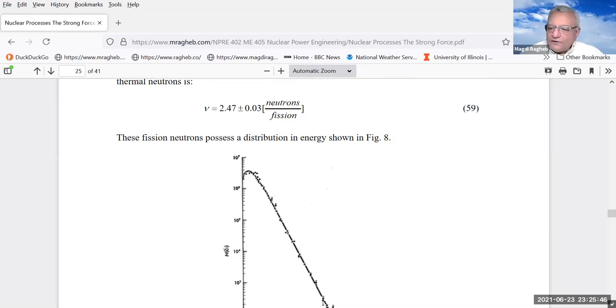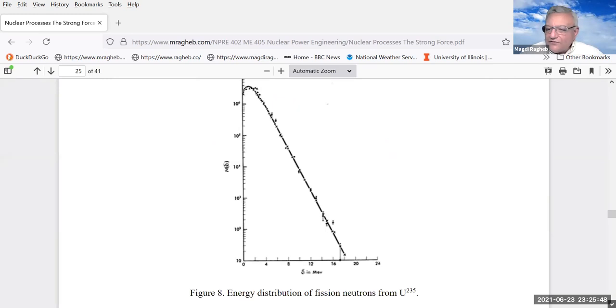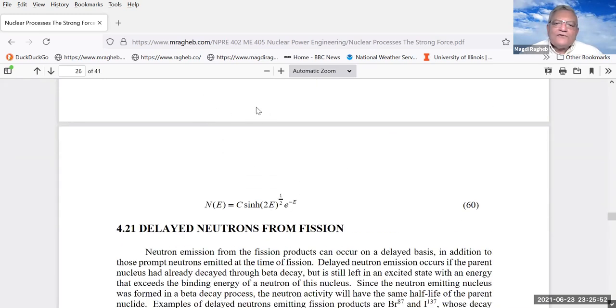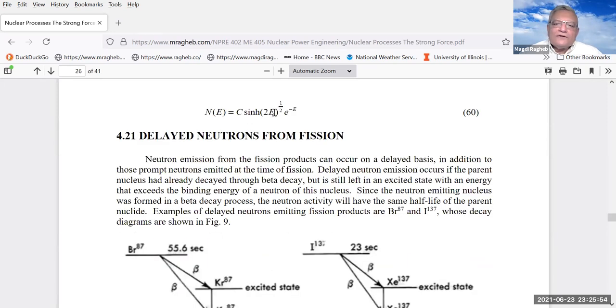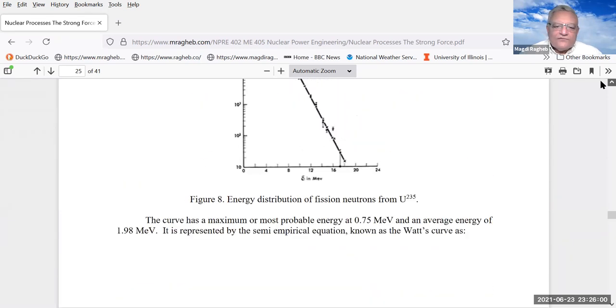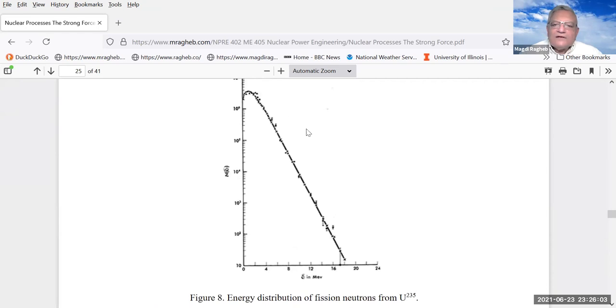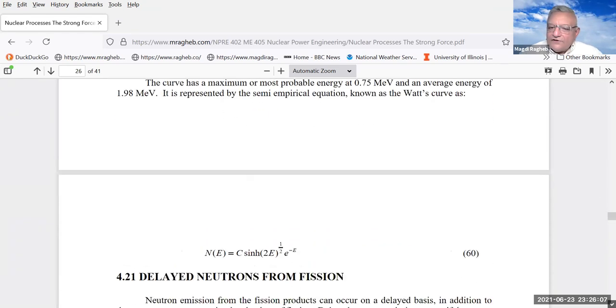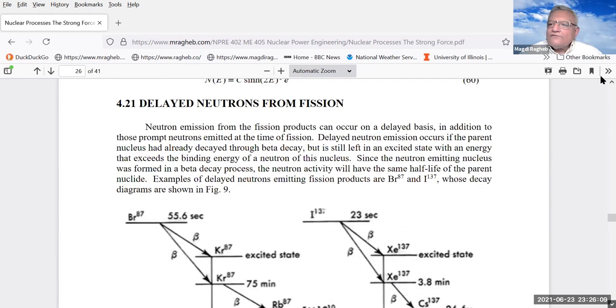We'll use that in calculations of critical masses by the end of the semester. The distribution takes the shape of a hyperbolic sine curve multiplied into an exponential in the energy. So that is the curve here. It's called the Watts curve, by the name of the gentleman who basically developed it. Wonderful. Now, when fission occurs, we get fission products.